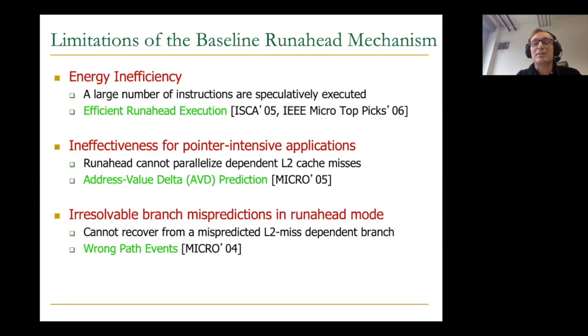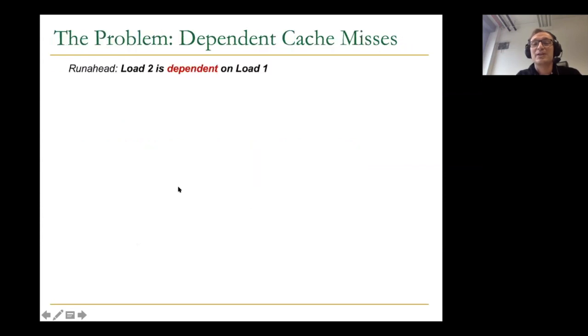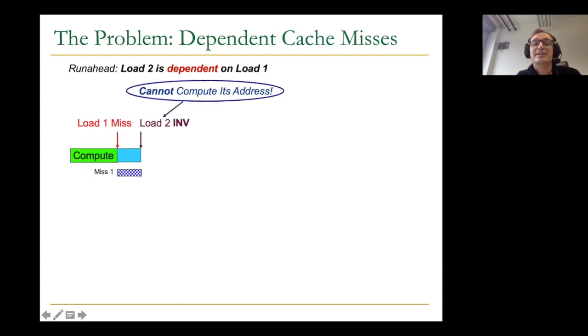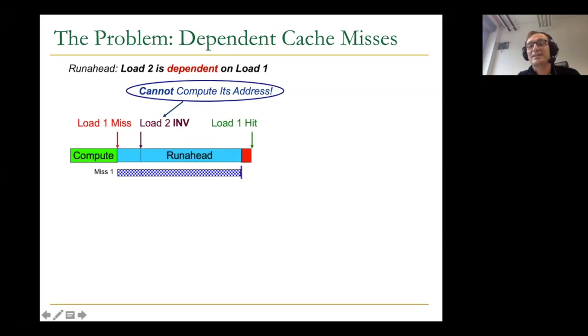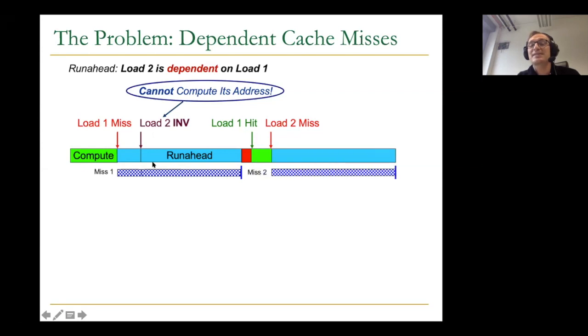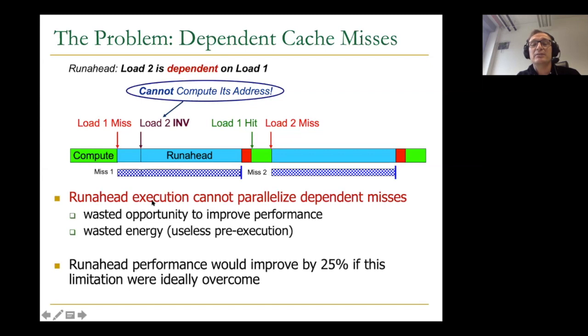So let me quickly talk about the pointer intensive application part also. Dependent cache misses, I've already shown you this picture, but dependent cache misses are basically pointer-based data structures. If load 2 is dependent on load 1, in run-ahead mode, you get an invalid in load 2 because you cannot compute load 2's address. Clearly, you cannot prefetch it, right? That's not good. On top of that, it causes inefficiency because when you exit run-ahead mode, you re-enter run-ahead mode again if this load 2 is a cache miss. Right? So it causes an overlapping run-ahead period. So a much better way of handling this is actually predicting the value of this load, as we will see.